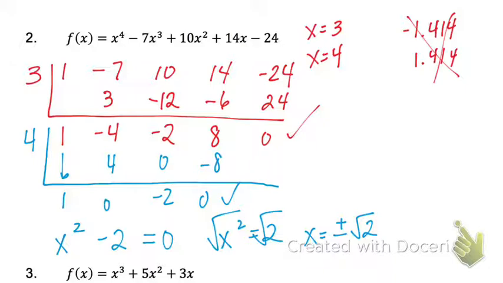And if you wanted to check it in your calculator, if you type in the square root of 2, you end up getting 1.414. So that's a good way to check it. So my final answer is x equals 3, 4, plus or minus the square root of 2.